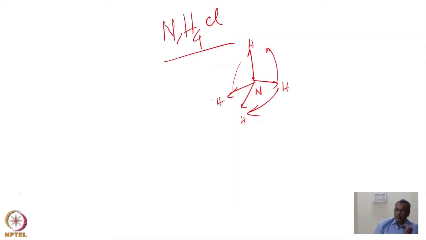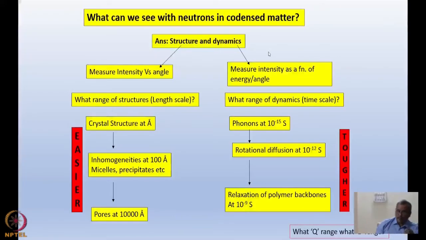Also, we can look at dynamics using very, very small energy transfer. And when you talk about very small energy transfer, we are talking about longer or slower processes. So here I have taken the example of relaxation of polymer backbones at nanosecond, 10 to the power minus 9 second. So the time scale is increasing here, and the demand on doing experiments at lower and lower energies is increasing.